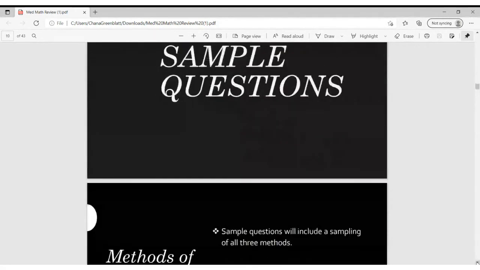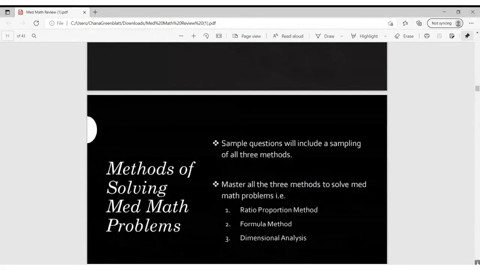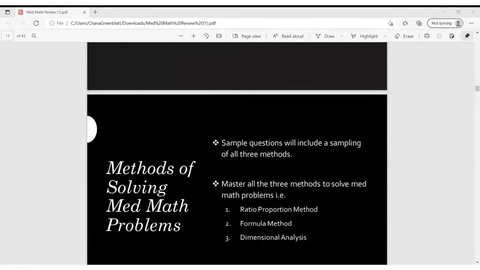Does anyone have any questions before we dive into some questions? There is a chat bar on the left-hand side, so feel free to type them in.